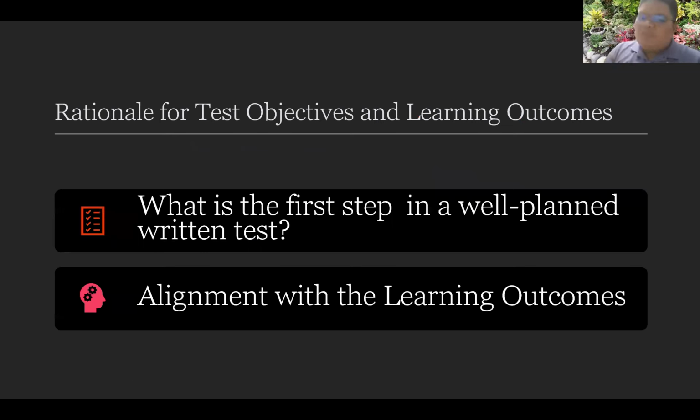Now, perhaps the first thing that we need to remember for this lesson is why we are having objectives and learning outcomes. Right? I am always repeating, since the start of the class, that whatever you do in your class, you always go back to your learning outcomes. Whatever exams you will be giving, you always go back to your learning outcomes. And now, since we are talking about test construction or written examinations, you are still reminded that the first step in a well-planned written test is still your alignment with your learning outcomes.